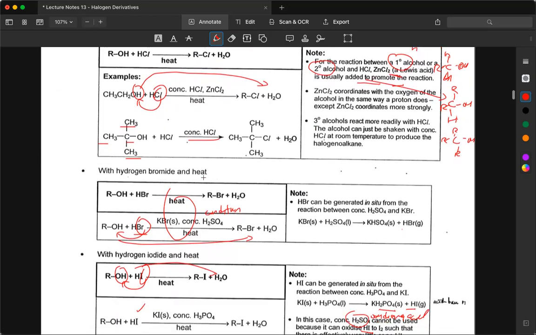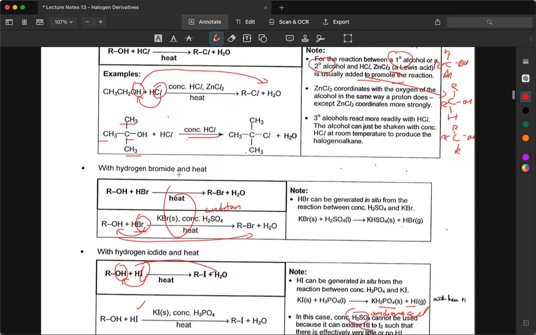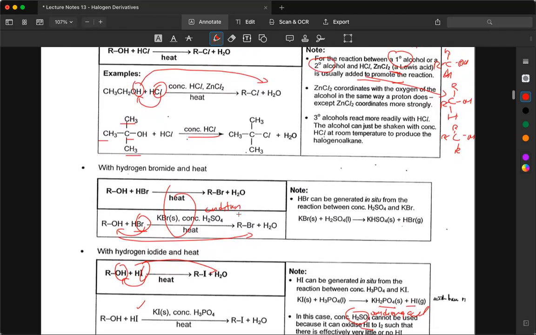With hydrogen bromide and heat, ROH plus HBr with heating produces RBr and water. So in this case, the HBr is generated in situ from the reaction between concentrated H2SO4 and KBr. So HBr was formed and the HBr reacts with the alcohol to form RBr directly. Heating is necessary.